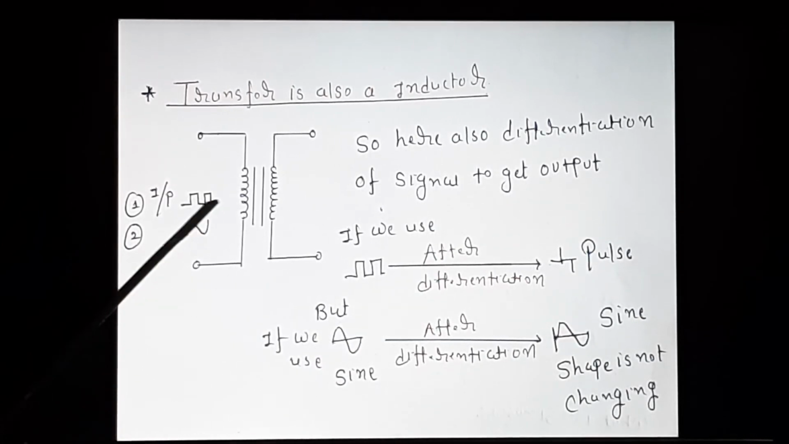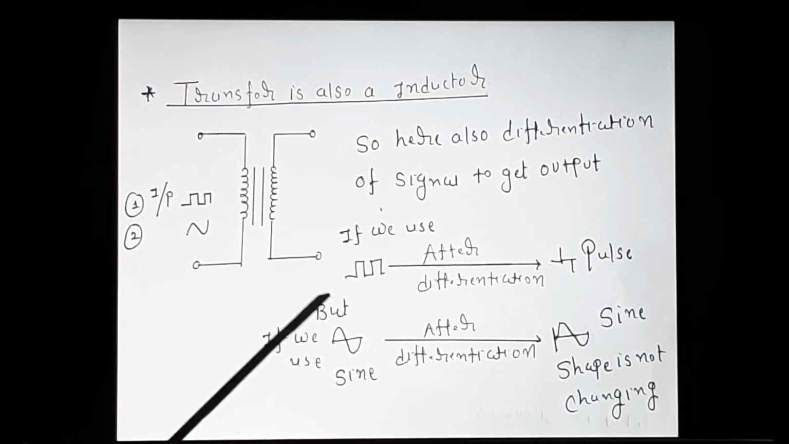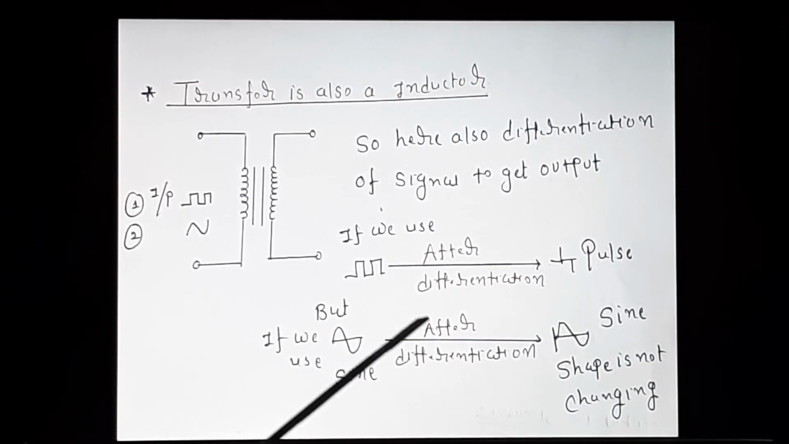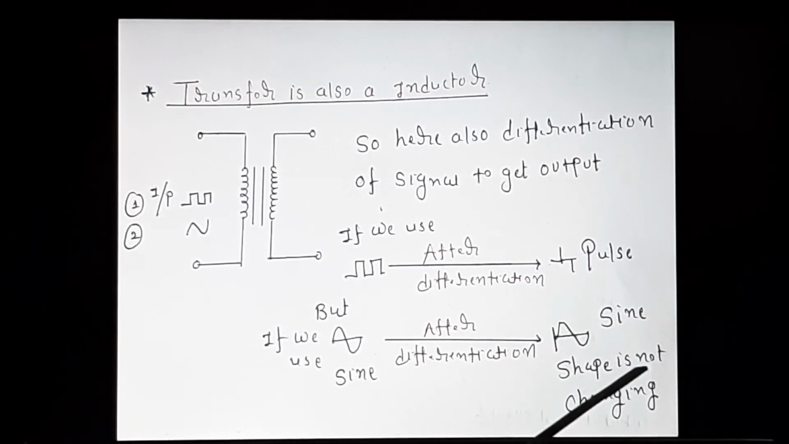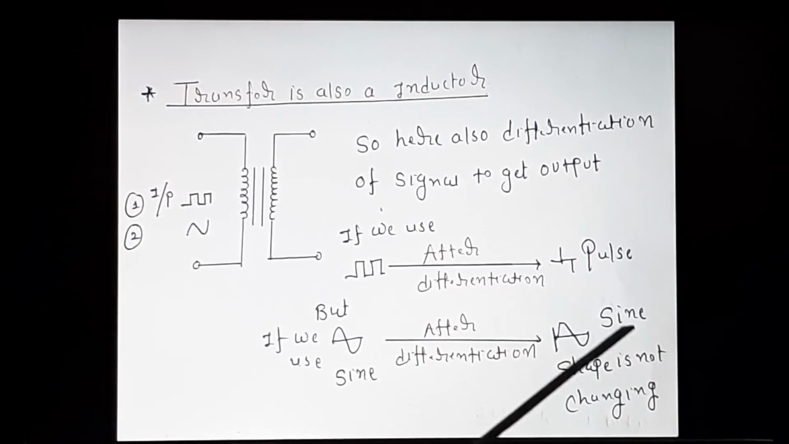Now, instead of square, if I am giving the sine wave, look at here. But if we use the sine wave, then after integration or after differentiation, the sine will remain the same. So the sine wave will remain the same. The shape is not changing. So this is the advantage of the sinusoid.